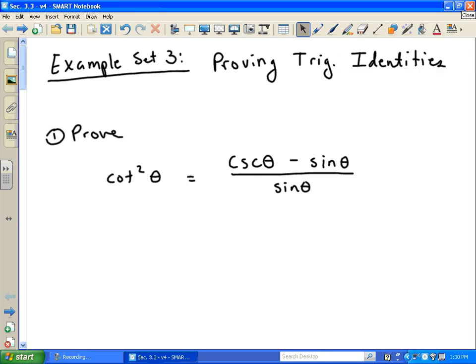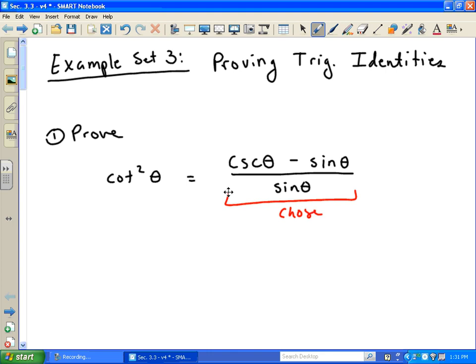Here's another example of proving trig identities. I will call this example set 3. Okay, first of all, prove that cotangent squared equals cosecant of theta minus sine of theta all over sine of theta. The right-hand side is obviously more complicated, so I will choose that as my starting side.